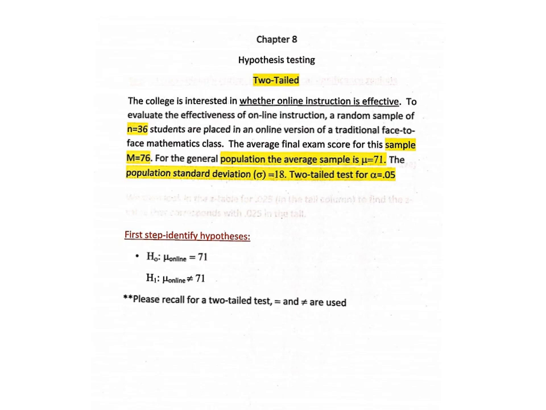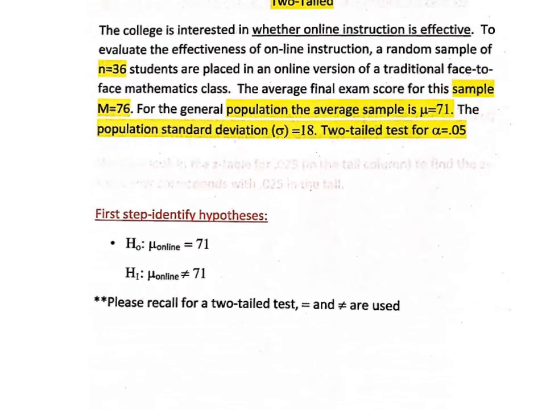For the general population, the average is mu equals 71, and the population standard deviation is 18. This is a two-tailed test with an alpha of 0.05. Our first step is to identify the hypothesis.